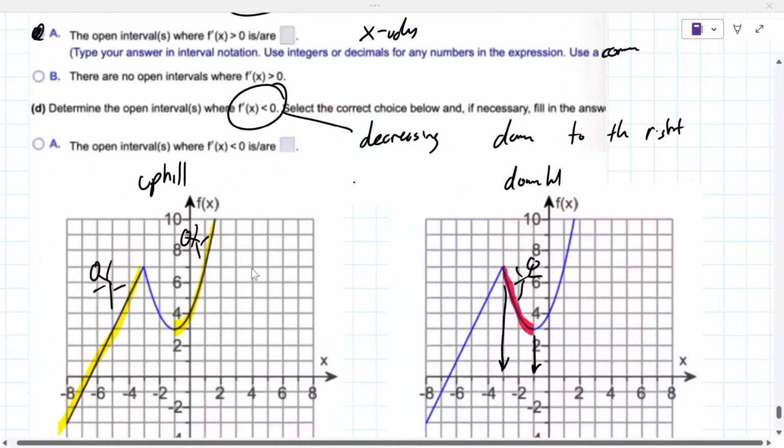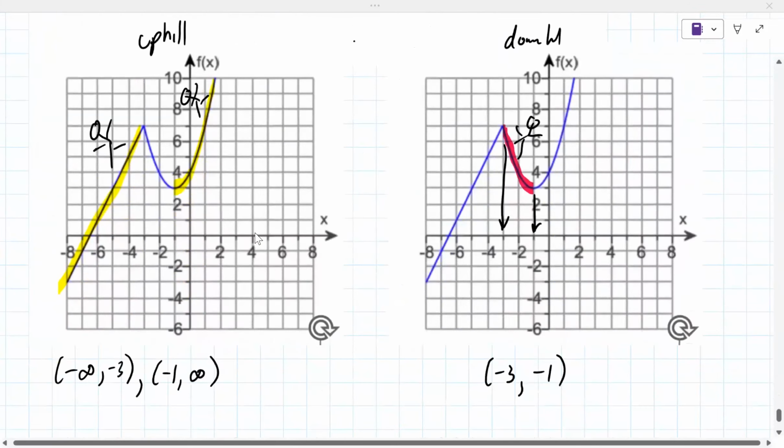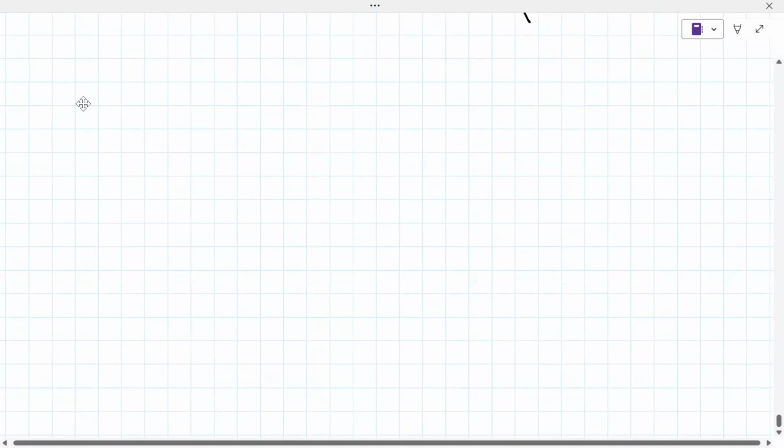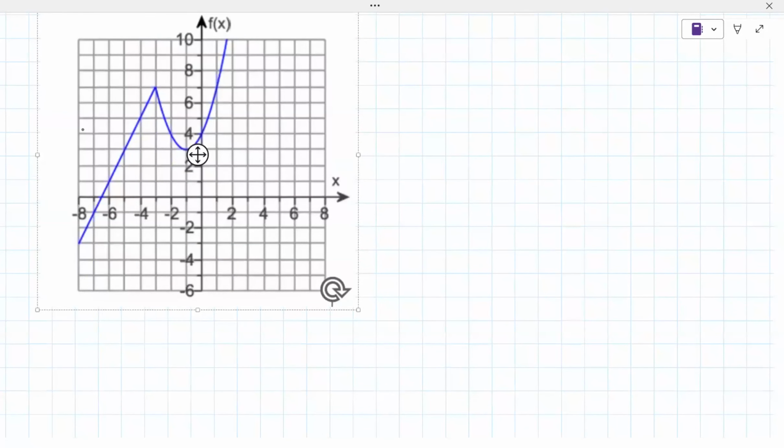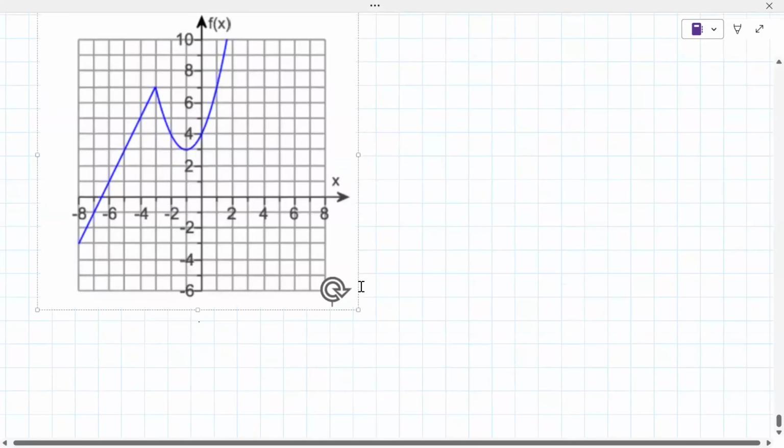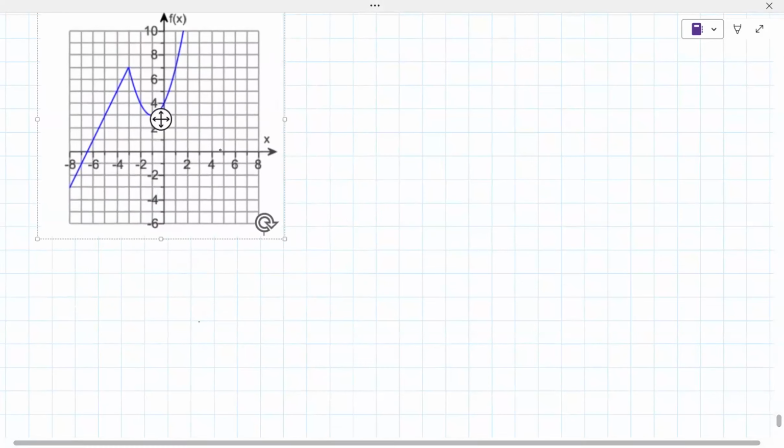Sketch a graph of the derivative. Boy, that is really, they're asking you to do a lot. Okay. Oh boy. All right. So your derivative, let me do it down here. Let me make this smaller, smaller. Okay.